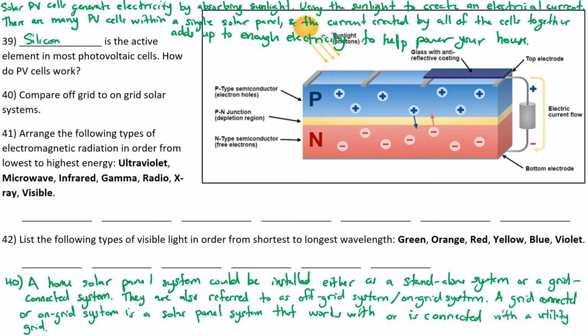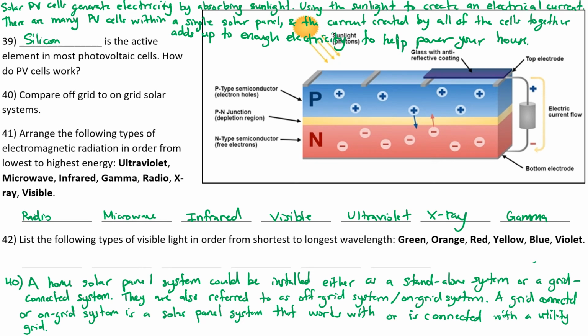Okay, we have 41. Arrange the following types of electromagnetic radiation in order of from lowest to highest energy. So, lowest to highest would be radio, microwave, infrared, visible, ultraviolet, X-ray, and then gamma.